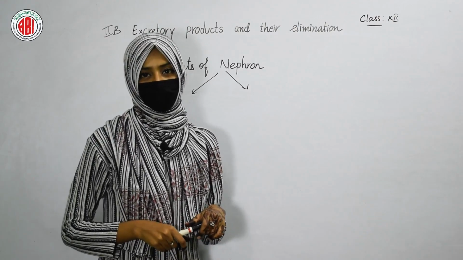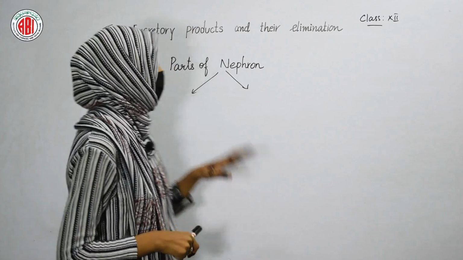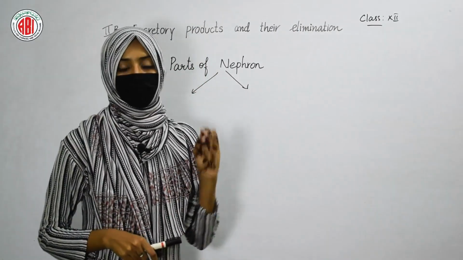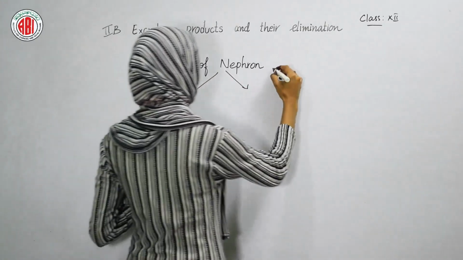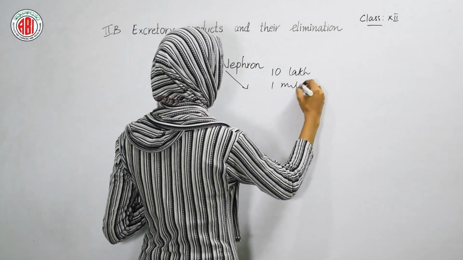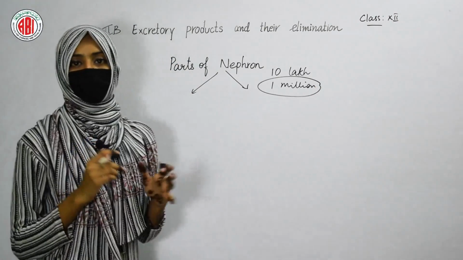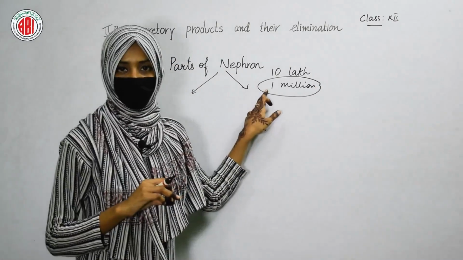In today's class, we are going to discuss the different parts of our nephron. We know that the nephron is a structural and functional unit found in our kidneys, and in one kidney you can find 10 lakh nephrons, that is equal to 1 million nephrons. So in each kidney of a human being, 1 million nephrons are present.